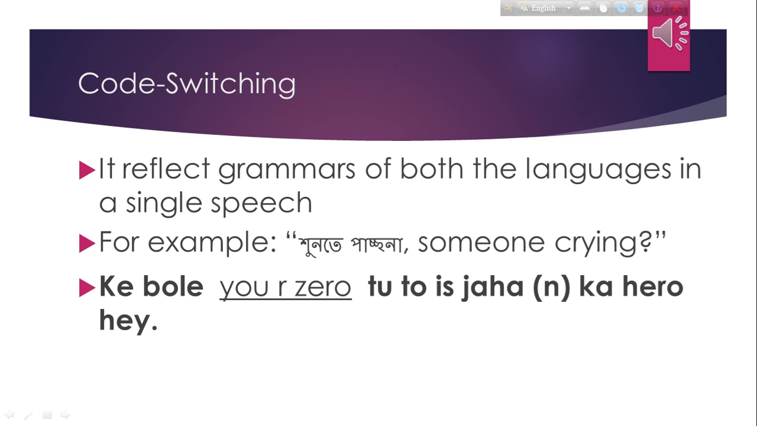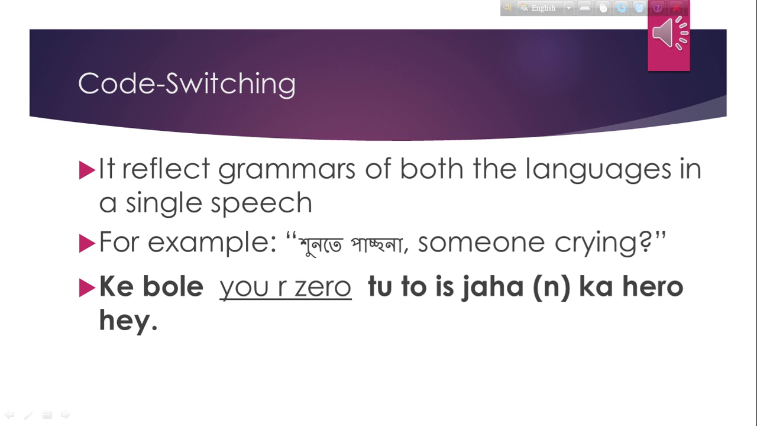Now here I have shown some examples of code switching for you. Code switching is a universal phenomenon which reflects the grammars of both languages in a single speech. For example, here I have used the first example as শুনতে পাচ্ছ না, someone is crying. If we used the entire sentence in English, the sentence would be, can't you hear that someone is crying? Here the speaker has switched from the code of Bangla language to the code of English language.